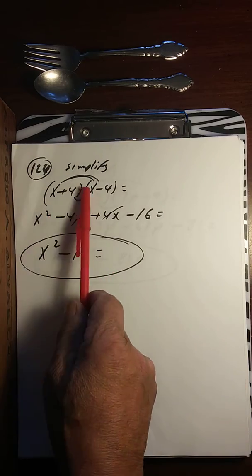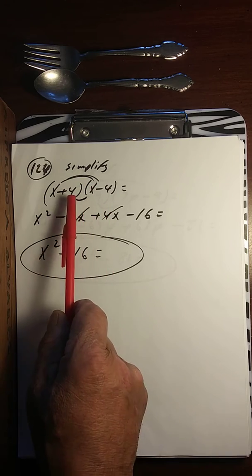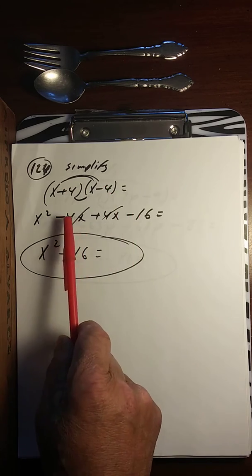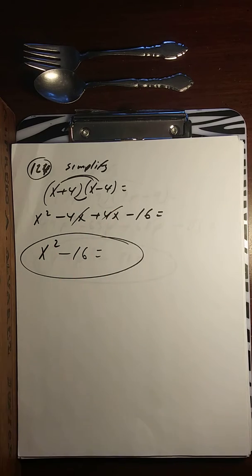Simplify this, x times x squared, x times that negative 4x. That one times that one is negative 4x plus 4x, and that times that is negative 16. Notice 4x minus 4x cancel each other out, so you have x squared minus 16. That's it.